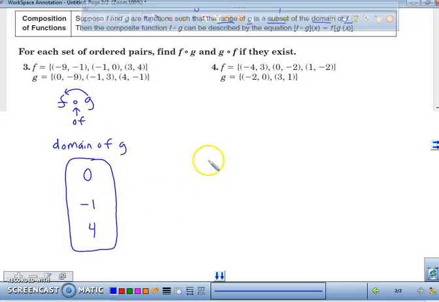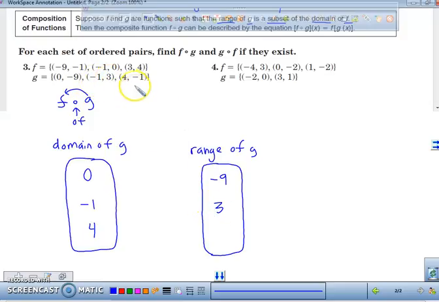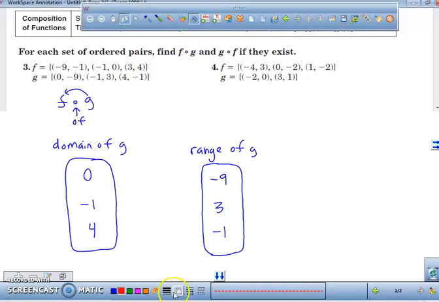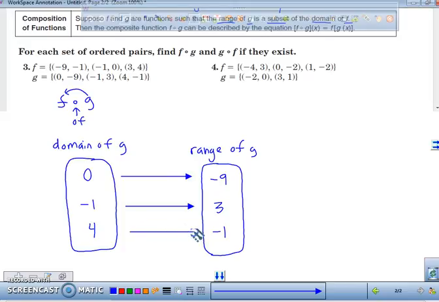After I've listed those in this map, I'm going to write the range of G. Make a map, the range of G. Now, 0 leads me to a -9. -1 is my domain, my range is 3. My domain is 4, my range is -1. And then I'm going to make a little arrow going across.